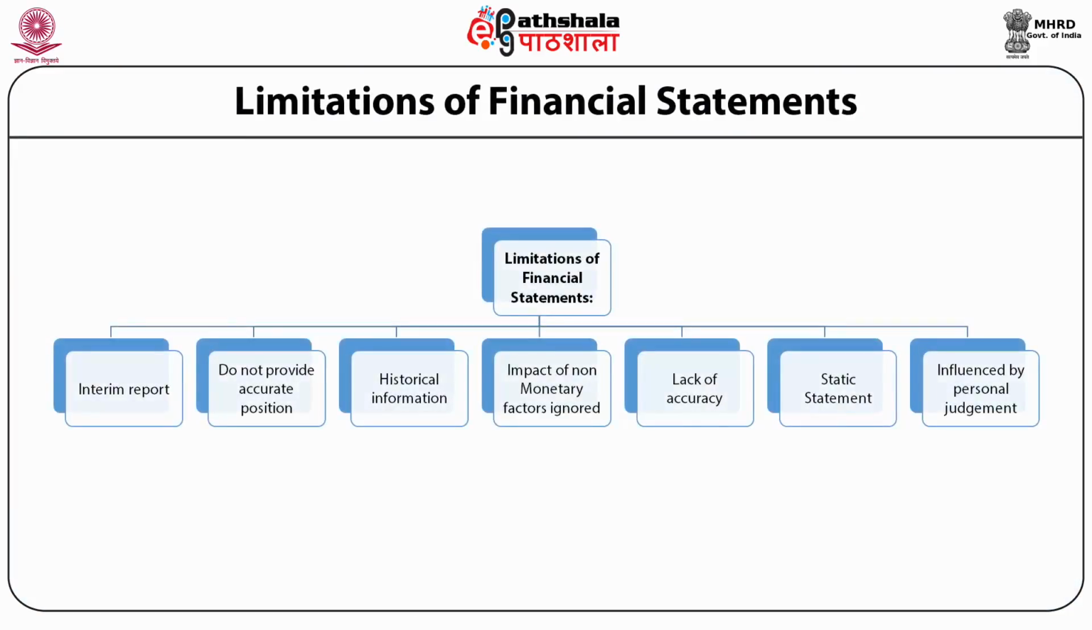The limitations of financial statements are given in the present figure. It is clear from the figure that financial statements are interim reports. They do not provide an accurate position. They provide historical information. The impact of non-monetary factors, the factors which are not monetary, is ignored. Lack of accuracy. These are static statements, and these statements are influenced by personal judgments. Now, these are the limitations of the financial statements.